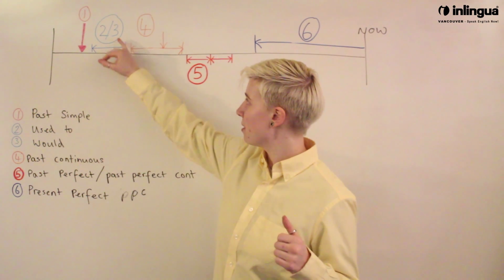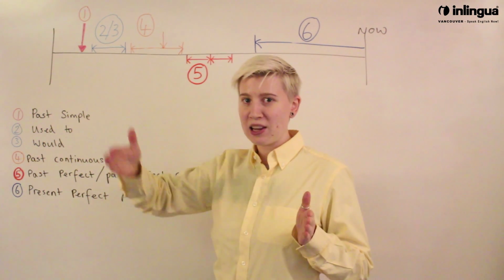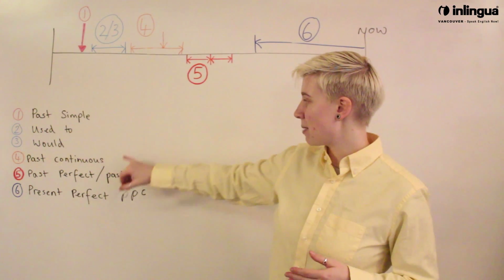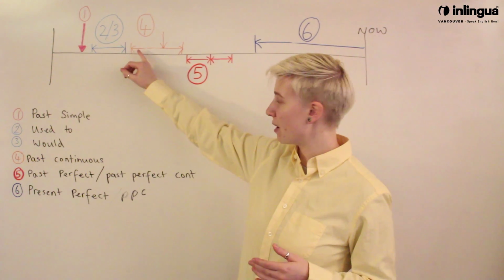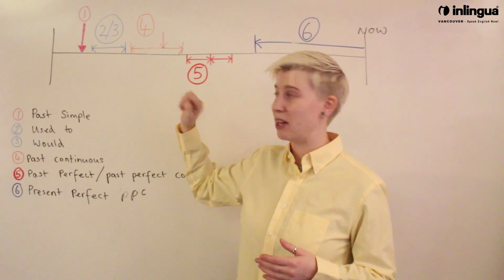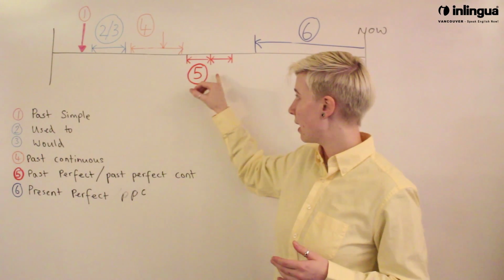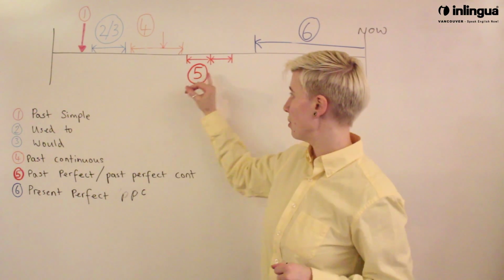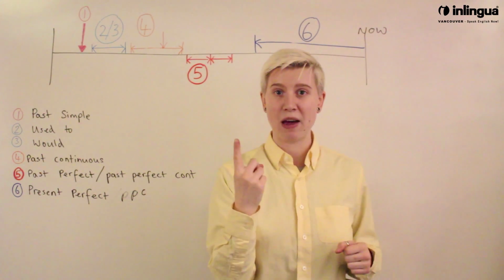Used to and would, same image. Happened regularly over a period of time in the past. Number 4 is the past continuous. So we had this event going along and then bam, another event interrupted the first event. Okay. Past perfect, two events end to end. And we use the past perfect to describe the first event.